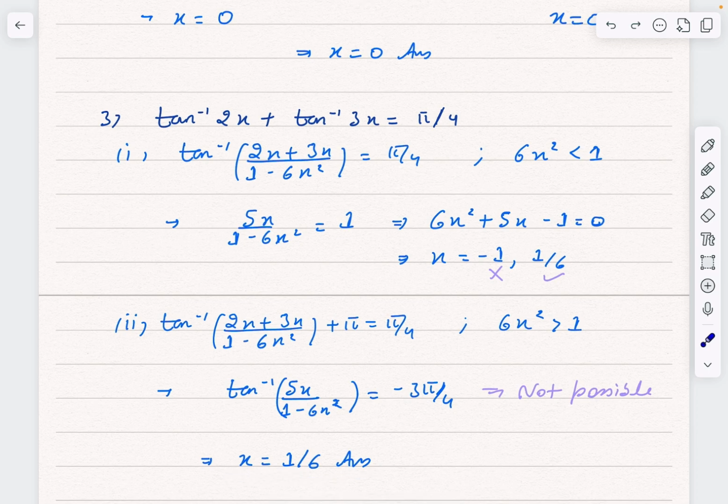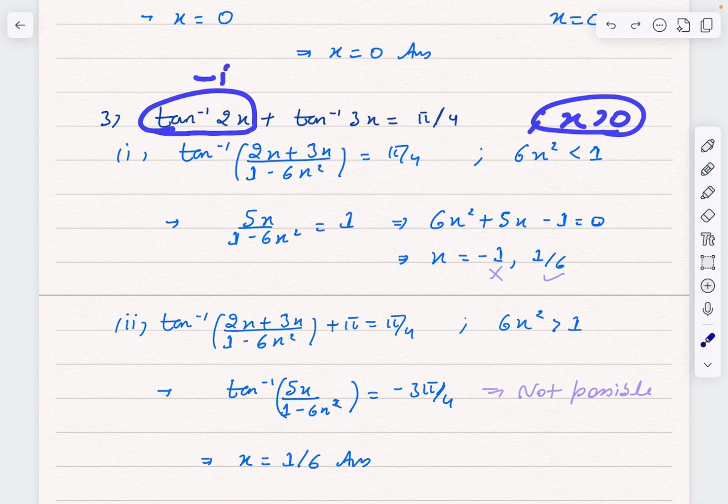See here, tan inverse 2x plus tan inverse 3x. Again, you can see that x has to be positive, because if x is negative, this will be negative, this will be negative, and the sum of two negatives can't be positive.